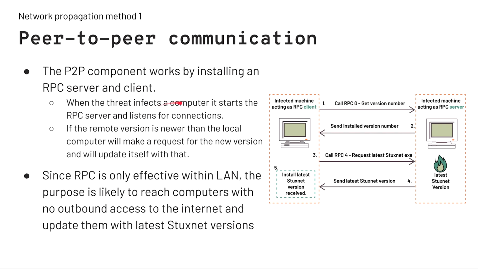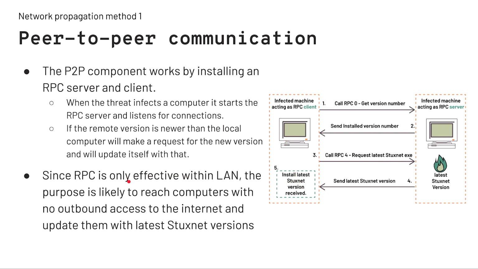So when Stuxnet infects a computer, it will start the RPC server and listen for connections. And then if some connection is established, there is a version number check. So you see here, there's a client and server. You call the RPC 0, you get the versioning, you send the installed version number, and you find what is the latest one. If the server has a later Stuxnet, the version being stored in this configuration data block, then you would receive the latest Stuxnet version, and you would update yourself in this case. So install the latest Stuxnet version.